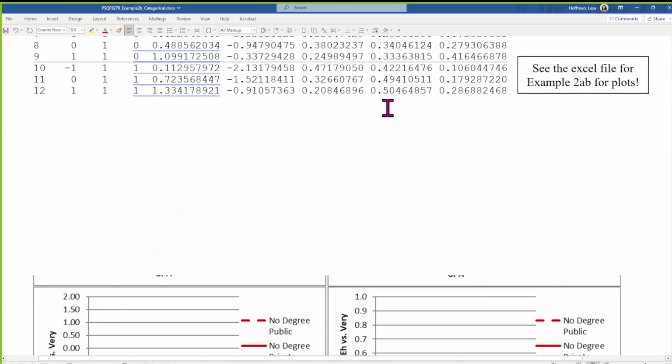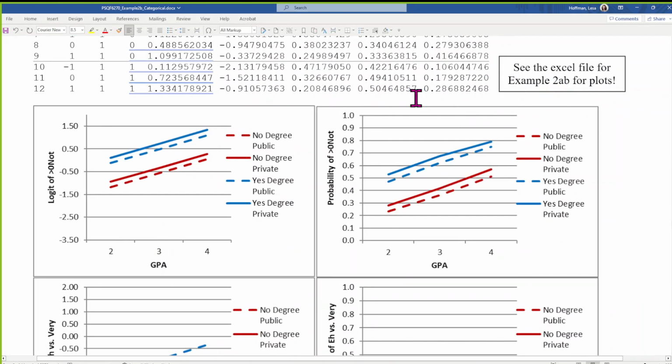I made some pictures, and I did it in Excel so you could see the math and how I came up with this stuff. So the first submodel here, this is the logit of greater than 0, and this is the corresponding probability of greater than 0. So GPA is on the x-axis, and then I have different lines for different kinds of degrees and universities. These lines are all parallel, right? Couldn't we agree on that? This picture right here? Coincidence or consequence? Consequence. Why are these lines all parallel?